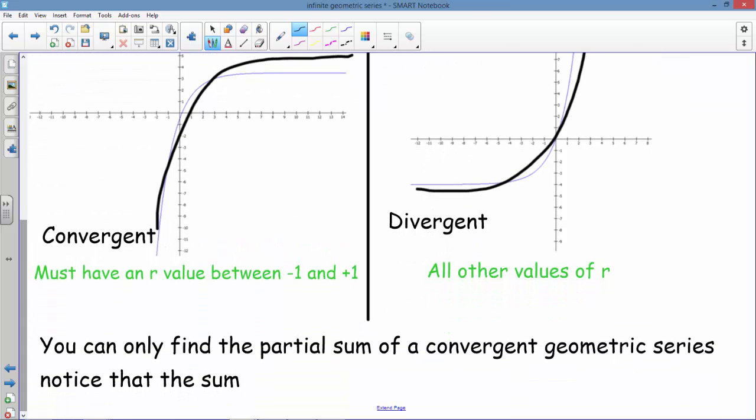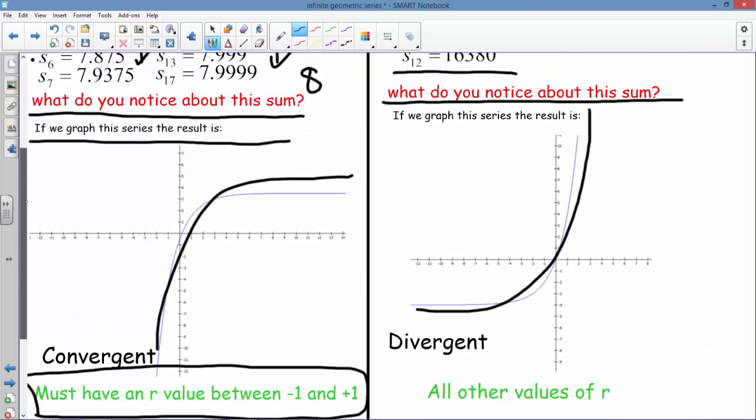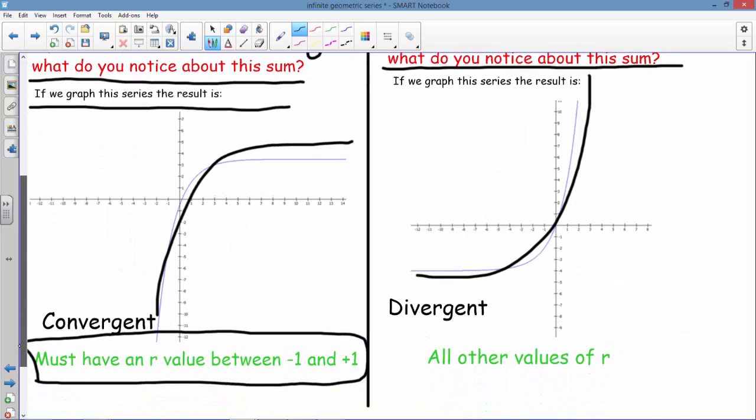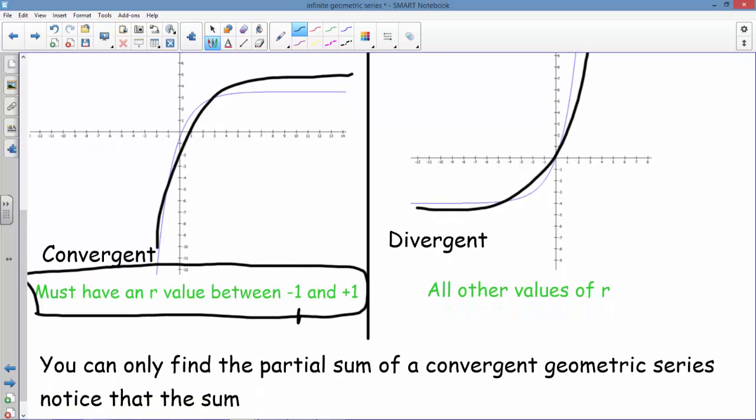Now, I want you to stop here, and I need you to write this down. Okay, a convergent series. If I look up here, look at the value of r here. It's 0.5. If I look at the value of r here, it's 2. Okay, so if the value of r is between -1 and 1, that means if it's a fractional number, then it will be a convergent series. Divergent, on the other hand, is all other values of r. So it could be -2. It could be, r could be 20. Okay?